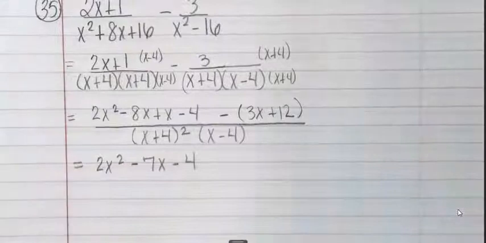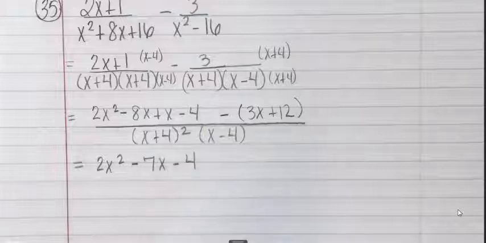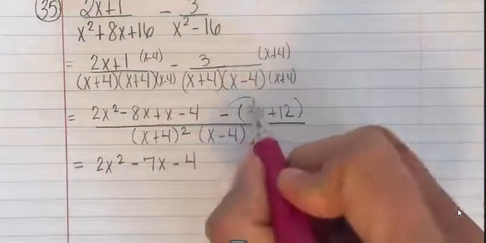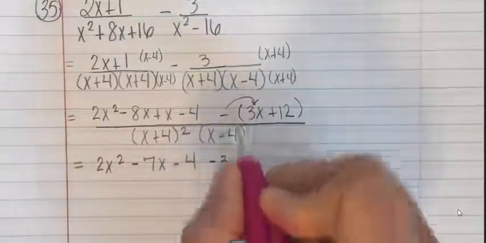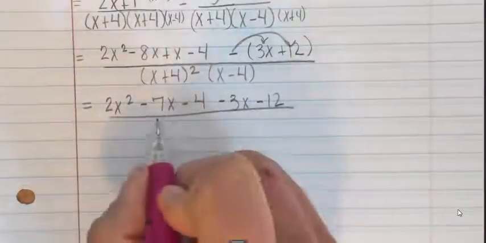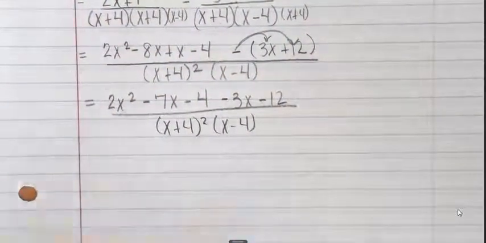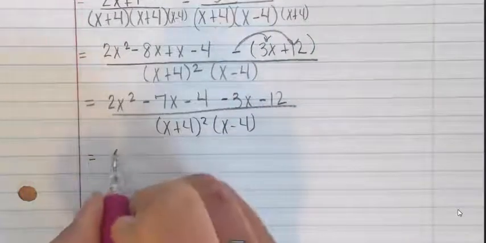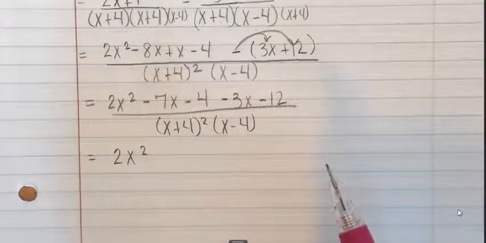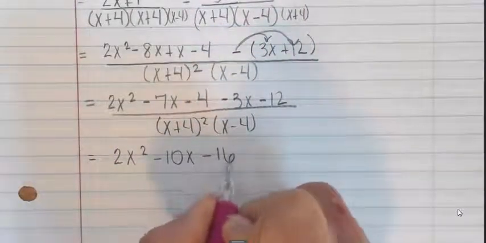Now this is, again, where it gets tricky. Anytime you're subtracting fractions, or subtracting polynomials, you want to be really, really careful. That subtraction sign has to get distributed. So if I distribute that, I get a negative 3x and a negative 12. Again, all over my same denominator. We'll just leave that alone for right now. I'm going to continue working on simplifying my numerator. So again, I have a 2x squared. We'll go negative 10x. I was just making sure I did that right. Minus 16.